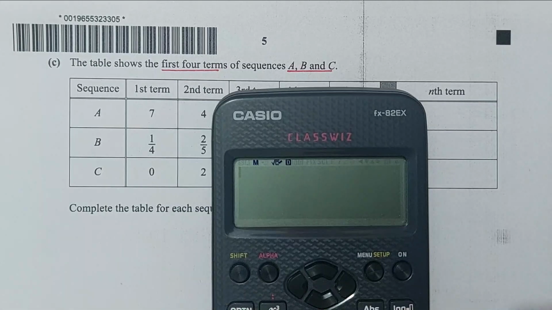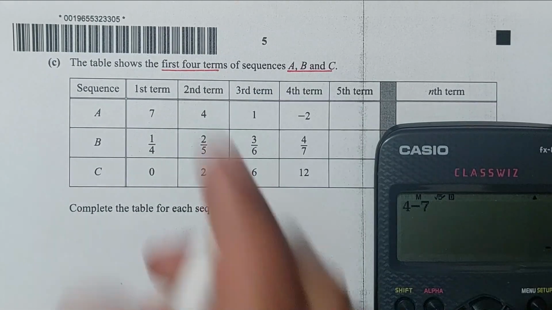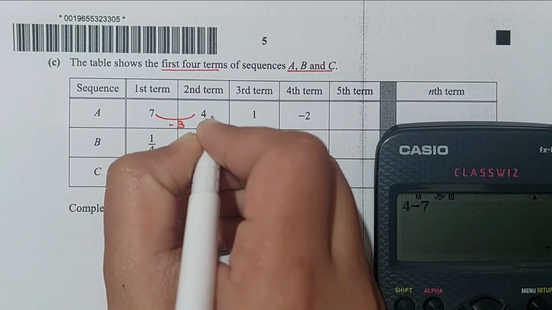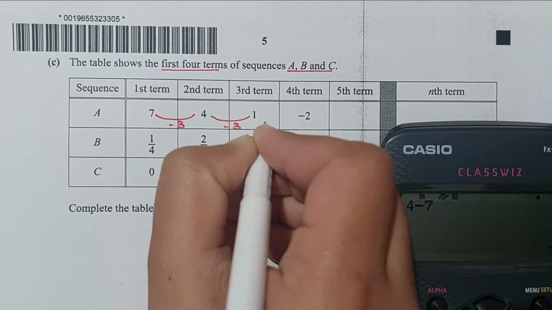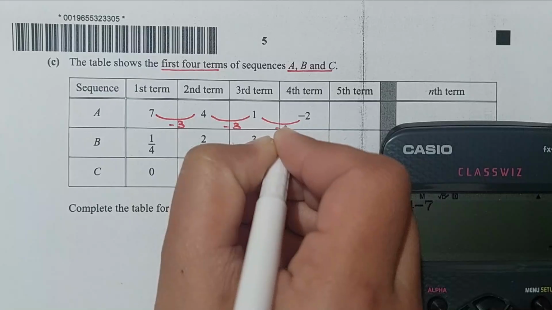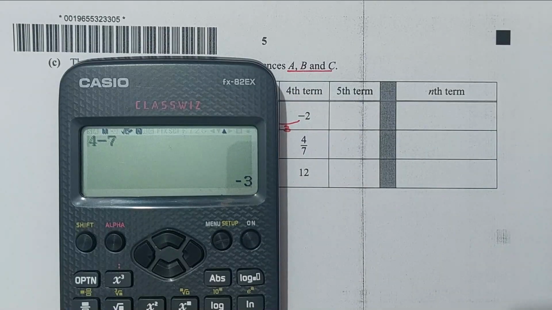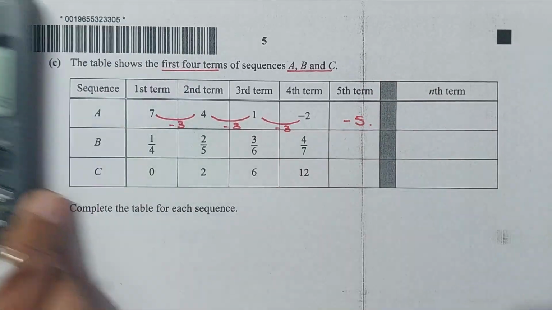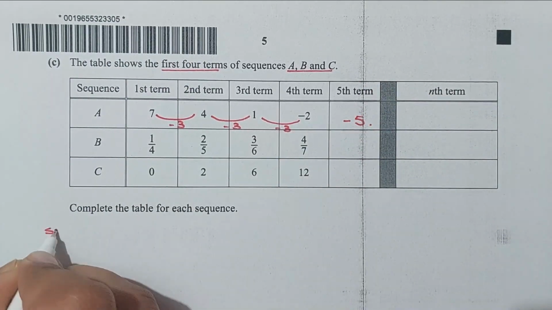Okay, 4 and 7. 4 minus 7 is negative 3. 7 subtract 3 becomes 4. And 4 take away 3 is 1. And 1 take away 3 is minus 2. So minus 2 take away 3 is minus 5. Okay, we are working with sequence A.